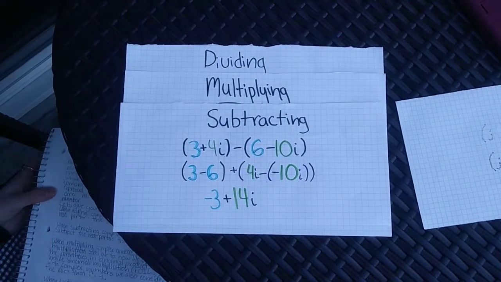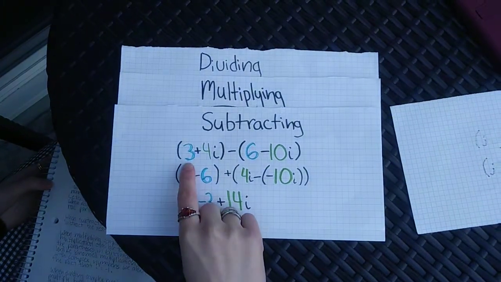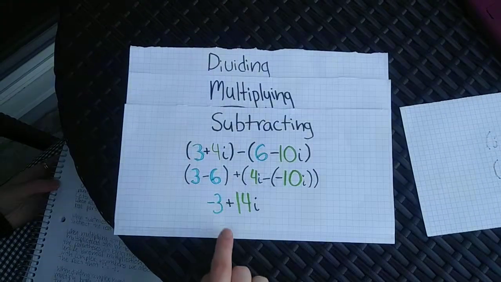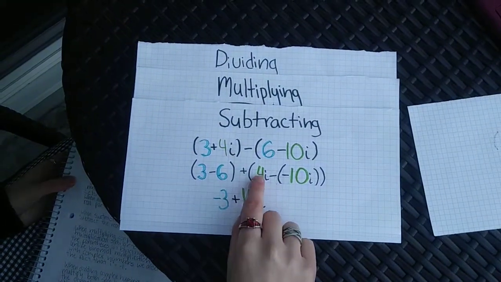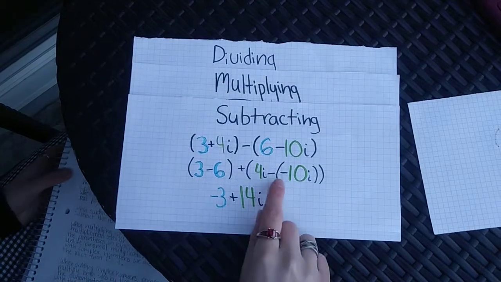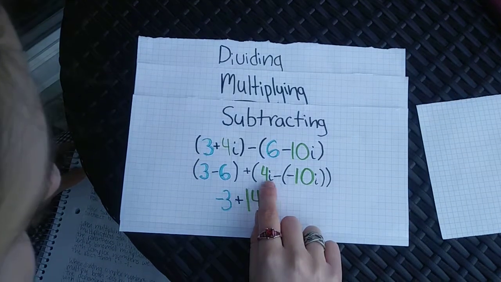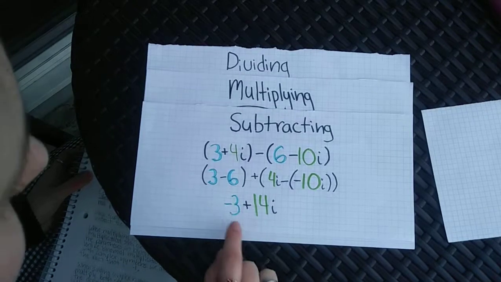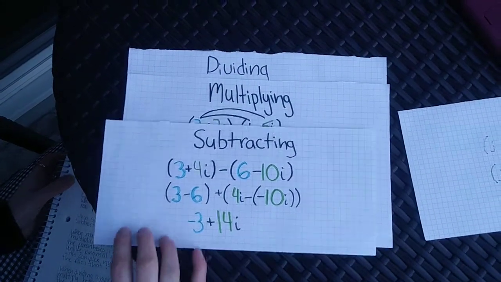When subtracting complex numbers, simply subtract the real parts and the imaginary parts. In this example, you have 3 plus 4i minus 6 minus 10i, giving you 3 minus 6 with the real numbers and 4 minus negative 10i with the complex numbers. We all know 2 negatives equals a positive. So 4i plus 10i gives you 14i, and 3 minus 6 gives you negative 3. So the answer is negative 3 plus 14i.